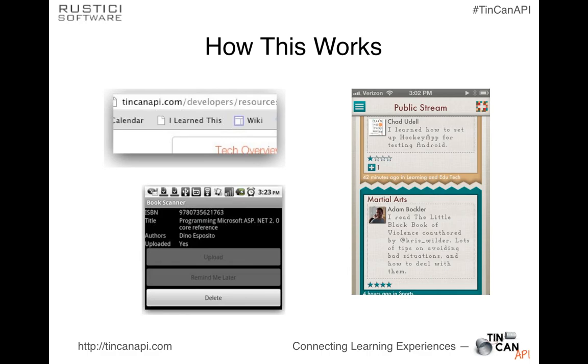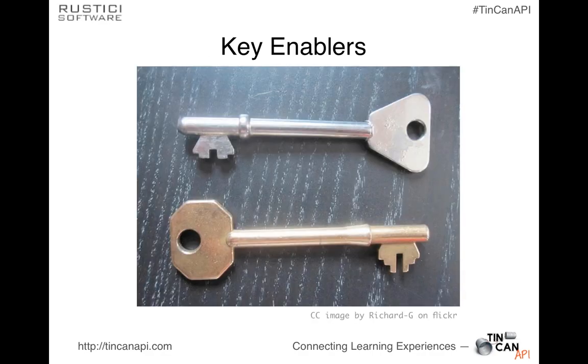The point is there's a lot of ways that this can start to happen, and we're just starting to scratch the surface of the innovation that could be enabled to help us track informal learning events. So, some of the key enablers for being able to track these informal learning events via Tin Can.